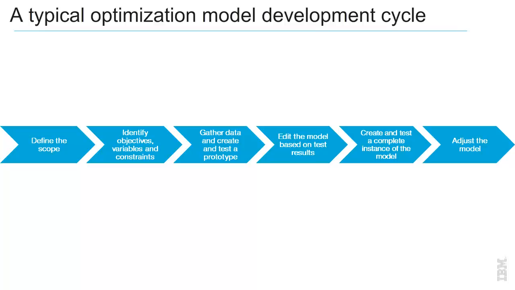A typical optimization model development cycle starts with the scope definition in business terms. Next, the OR analyst uses a scoping document to identify the objectives, decision variables, and constraints in order to construct a mathematical optimization model. The OR analyst will also gather data to populate the model and then create and test a prototype with a small data set.